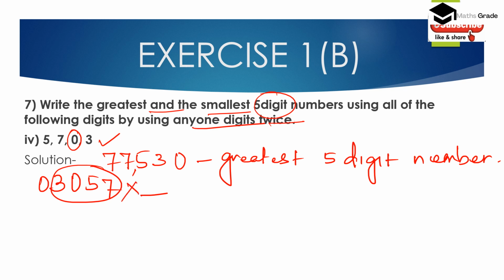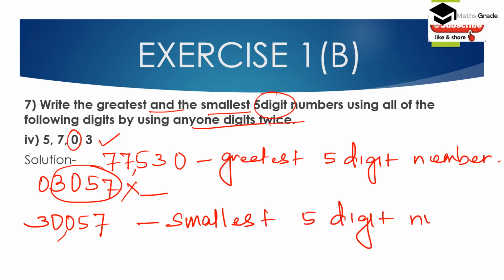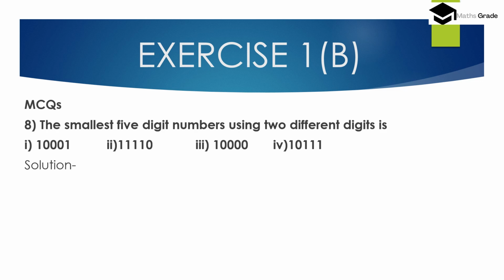So it is incorrect. Now the smallest digit is 0. After 0 the smallest digit is 3. So we have to use 3 at the 10,000 place. And after 3 the smallest digit is 0. If we use 0 at the 1000 place, and use 0 2 times, then 300. Then after 0, the smallest digit is 5. After 5, the smallest digit is 7. Now it is 30,057. So the smallest 5 digit number is 30,057 and the greatest 5 digit number is 77,530.